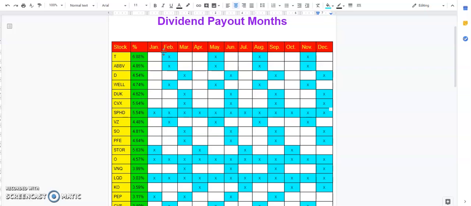And then right here, I have labeled every month of the year, and then I have a little X right there. So this one pays a quarterly dividend. It pays me in February, May, August, and November. I'm going to receive a dividend from AT&T. And then if we look at stocks like SPHD, they're going to be paying me out every single month. So they're a monthly paying dividend.